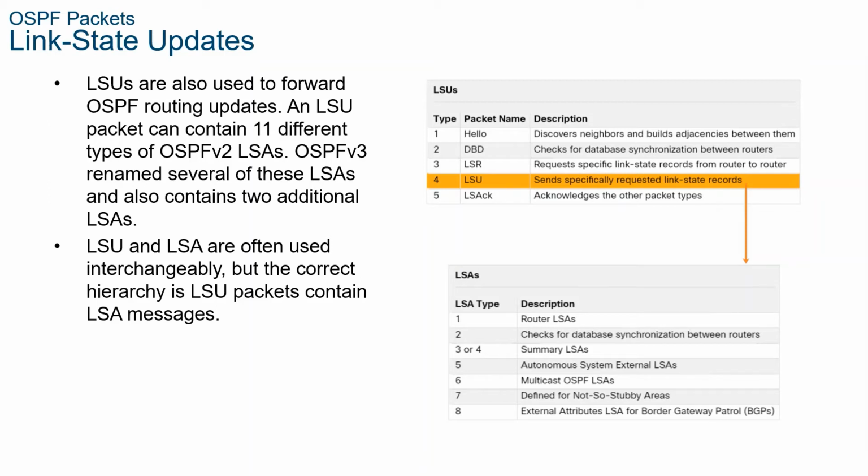Specifically, an LSU packet can contain 11 different types of OSPF version 2 LSAs, with some of the more common ones shown in the figure. OSPF version 3 renamed several of these LSAs and also contains 2 additional LSAs. So these are the LSAs here, with types 6, 7, 8, and so on.